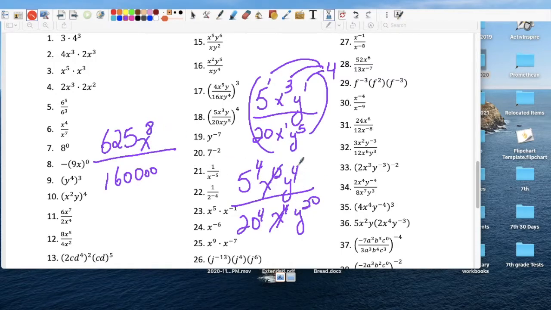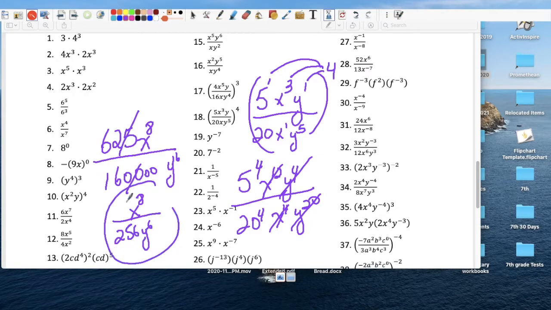Y to the 4th and y to the 20: there are 4 y's at the top, 20 y's at the bottom. So after you cross it out, you're going to have more at the bottom. To be more precise, 16 over 625. Can we divide that? Yes, and you can. If you divide 625 by 625, you get 1. And 160,000 divided by 625, you get 256. Nice. And that's our final answer.